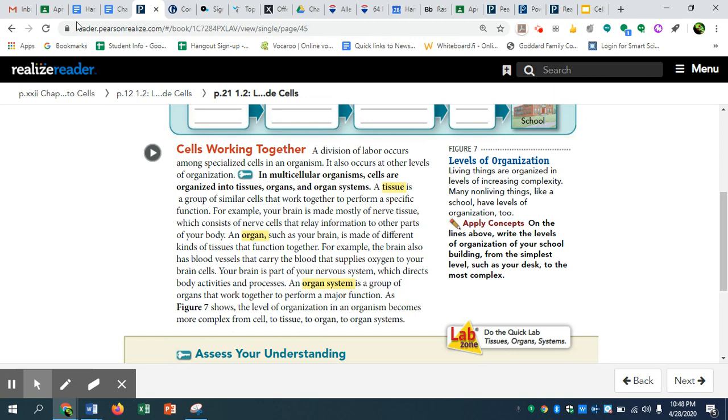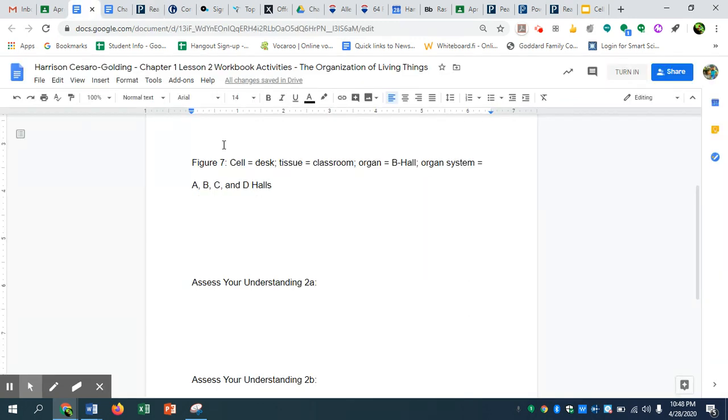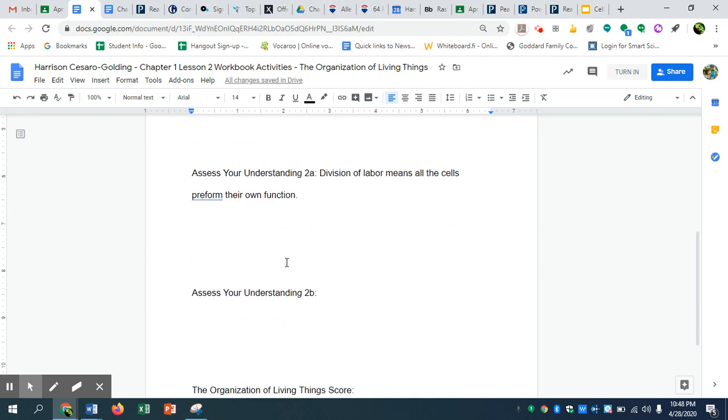So division of labor means all the cells perform their own function. And when they all come together and perform the function that they're supposed to perform, you have a functioning organism. All right, so let's go take a look at 2B.